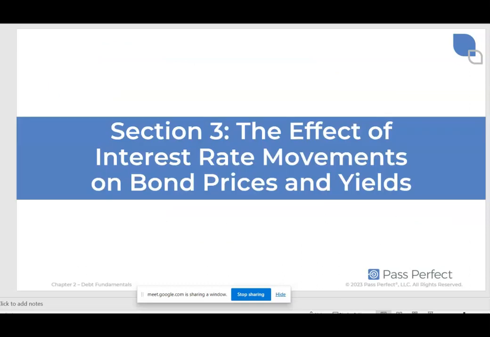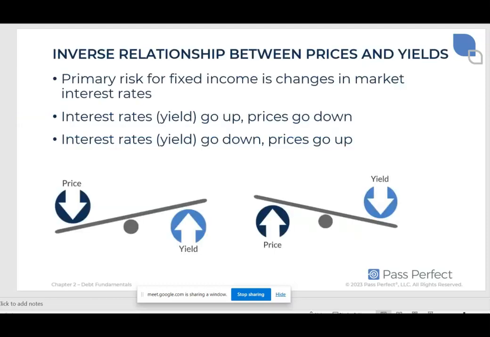Okay, next part we want to look at, because I've noticed that some people seem to have a little more trouble with this one, is what effect interest rate changes have on the price of bonds and on yields. The thing to remember is that bonds are a fixed income investment, right? When they're created, they have a locked-in stated interest rate, and that interest rate does not change. So it's going to pay the same amount of interest every year for as long as the bond exists.